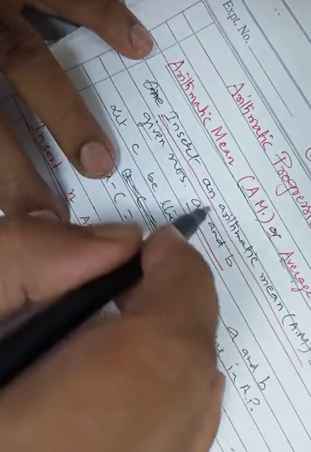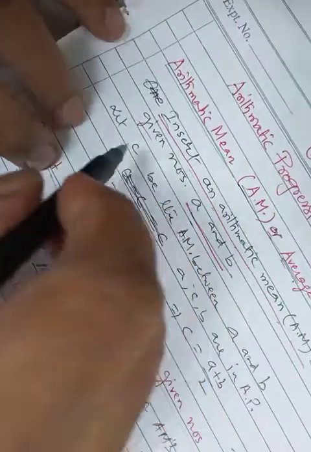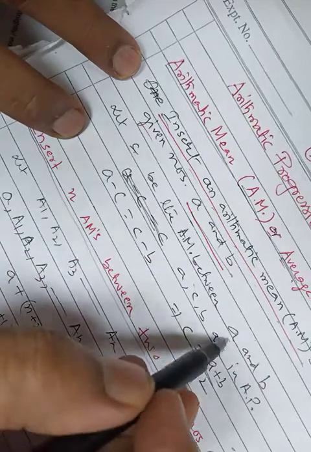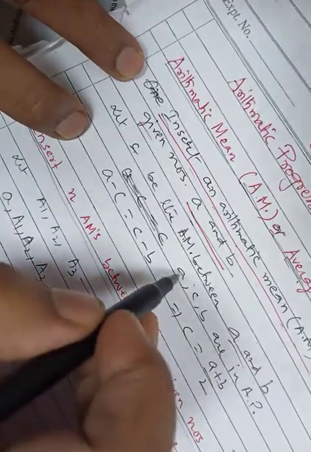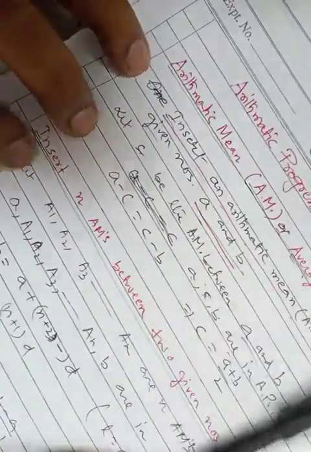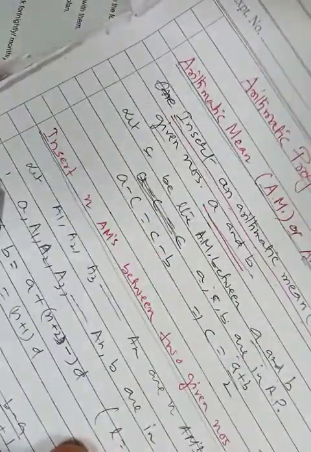Now I'm just inserting an arithmetic mean between two numbers A and B. So let C be the arithmetic mean between A and B. It means C will come in between A and B, and all three numbers A, C, B are in AP. That is the meaning of arithmetic mean.